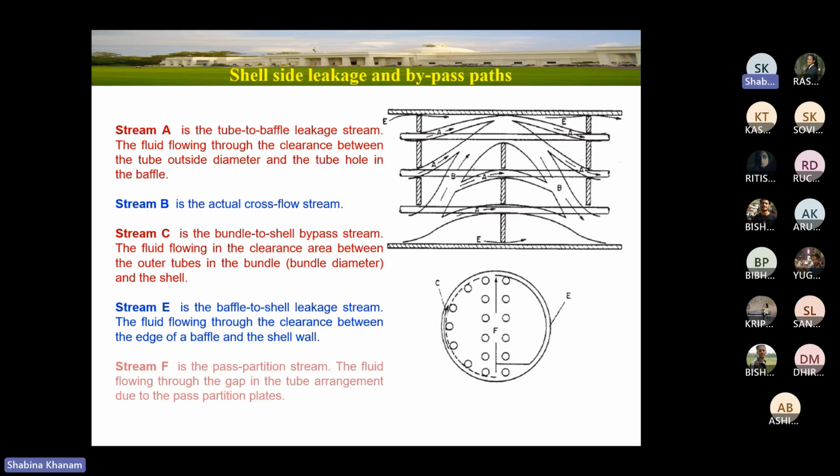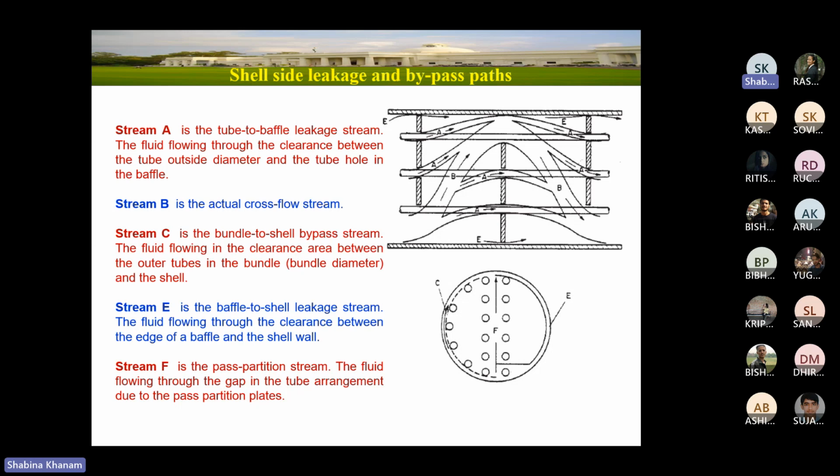I hope you are getting my point. After that we have another stream, stream F, which is basically the pass partition plate. You can understand that we always consider the pass partition plate on the tube side, not the shell side. But wherever the pass partition plate is available on the tube side, the corresponding place in the bundle should remain empty. There should not be any tube. So that will also be considered as a dead zone.